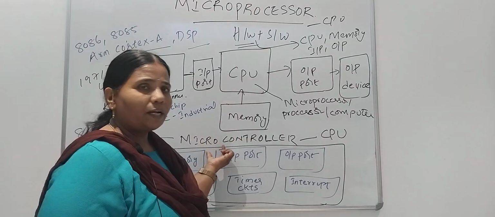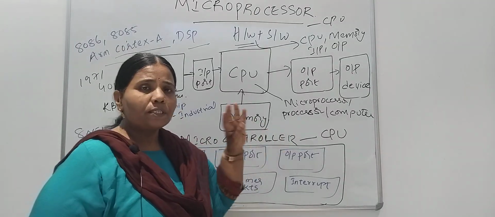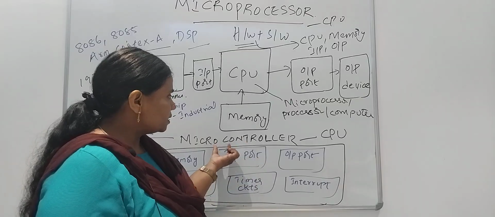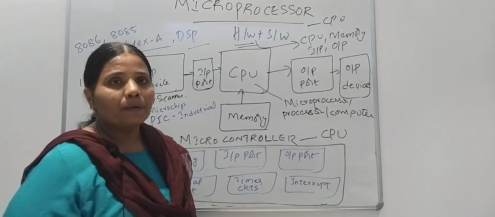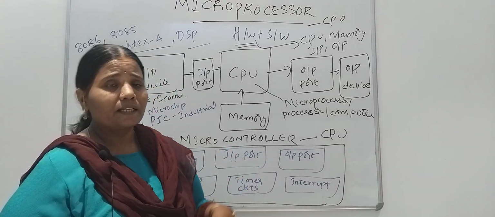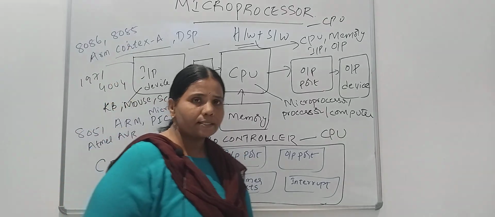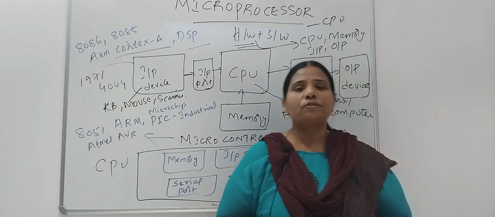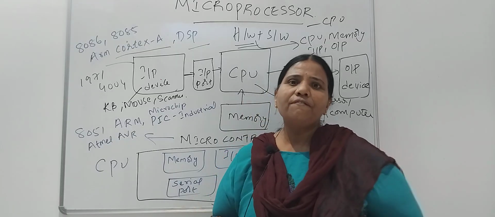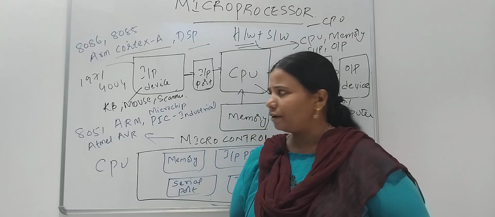In these gadgets, you are going to use a CPU. Whatever CPU you are using in those gadgets can be called a microcontroller. But the microprocessor is also called a CPU, and the microcontroller is also called a CPU. Then what is the difference you are going to have?